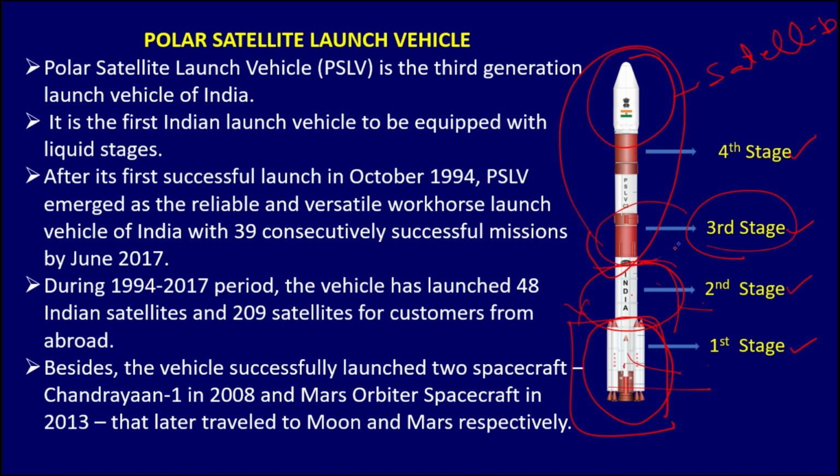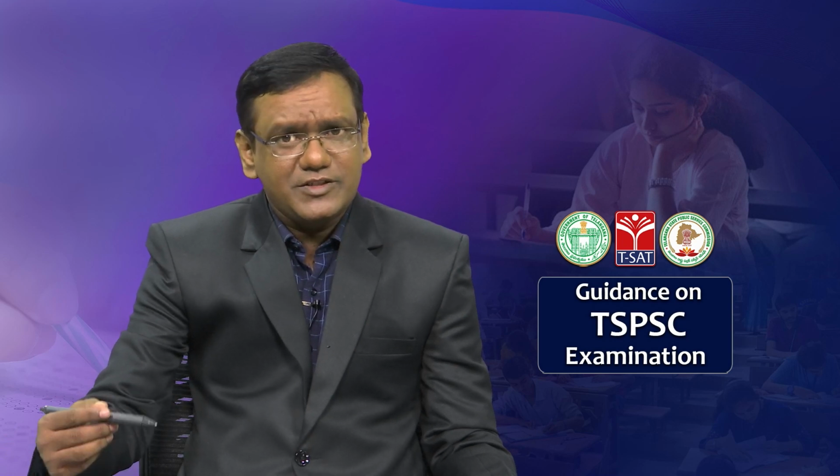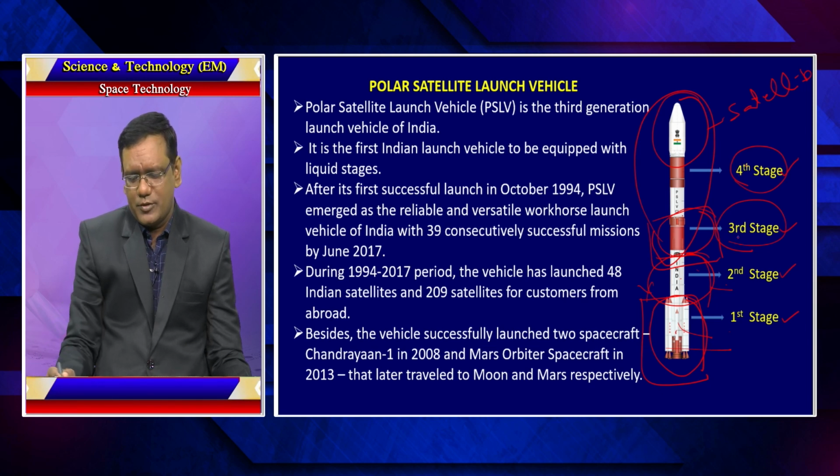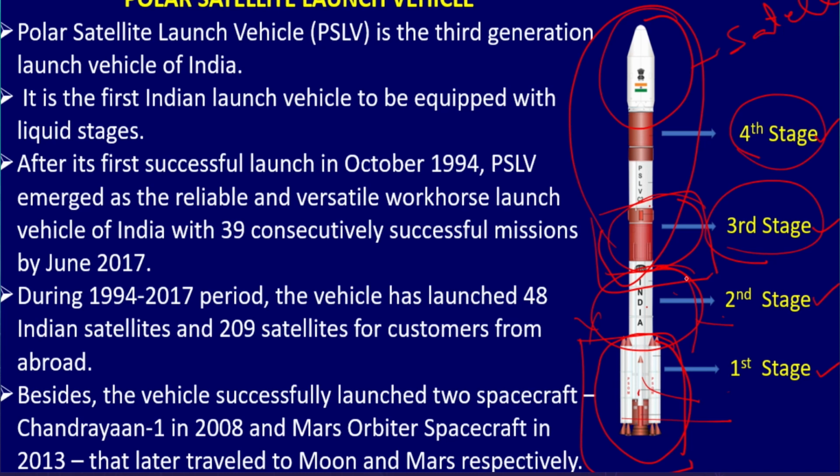Once this is also exhausted, the fourth stage comes into the picture, and this third stage gets detached again. Like that, in every stage the weight of this satellite decreases. As the weight decreases, it is easy to achieve a high speed and more power. That is the reason why we have 4 stages in this.